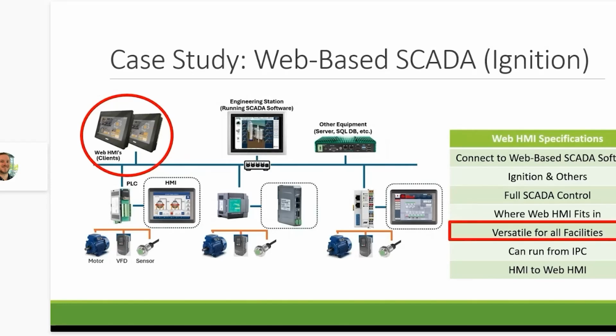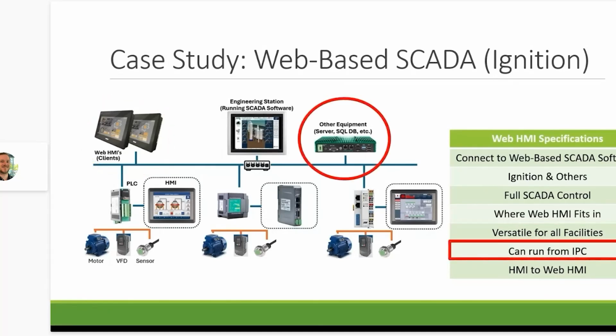Given the compatibility, this makes the Web HMI extremely versatile for all facilities, as it can be added to just about anywhere across the facility as long as it can connect to a local network and then connect back to the web-based SCADA software. You can also run the web-based SCADA software directly from an IPC, industrial PC, which Maple Systems has many varieties to offer.